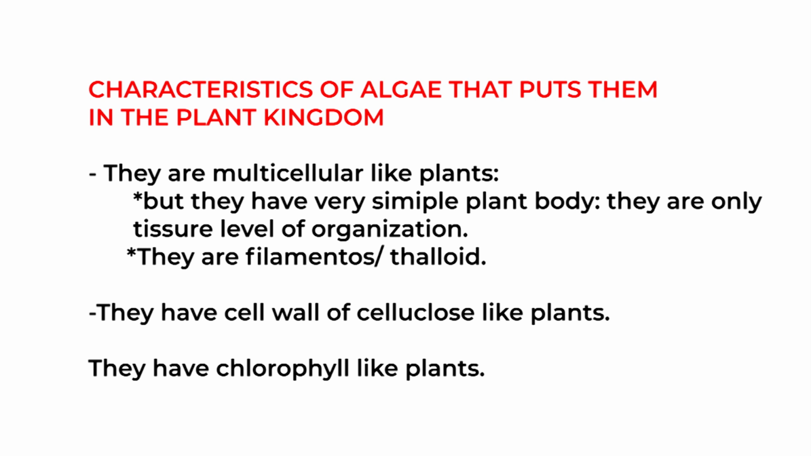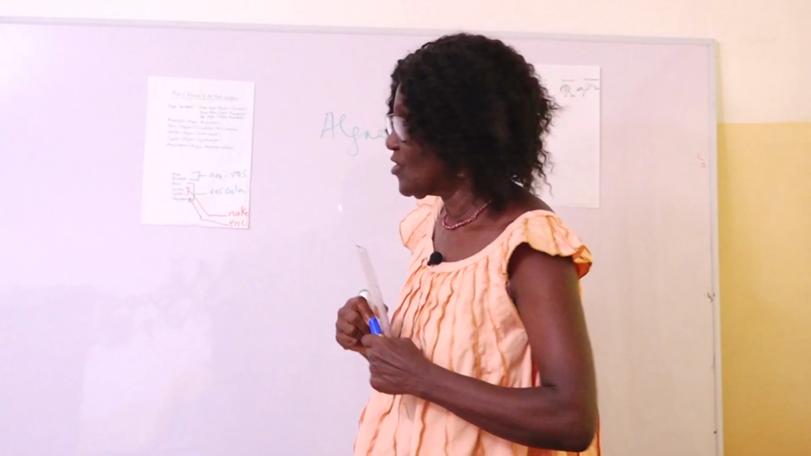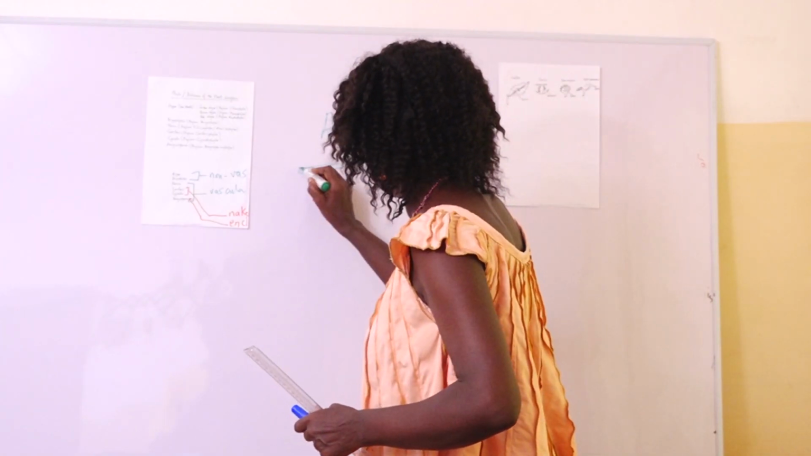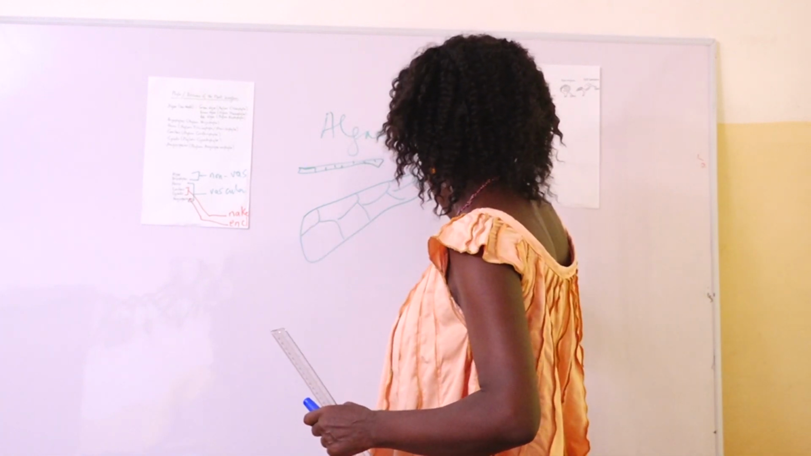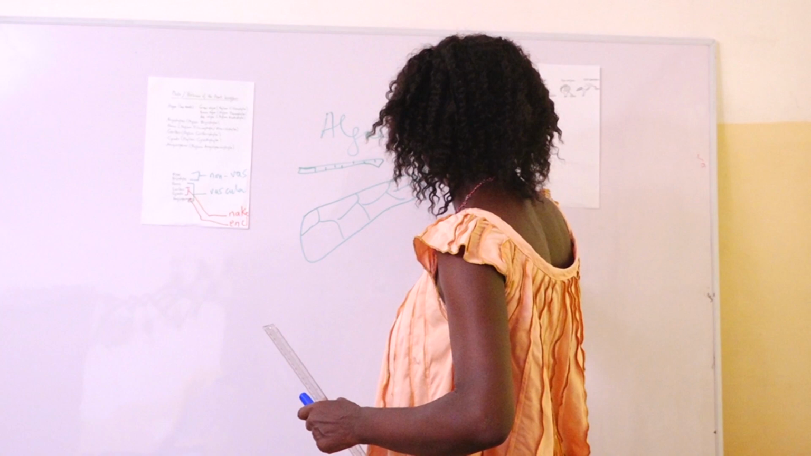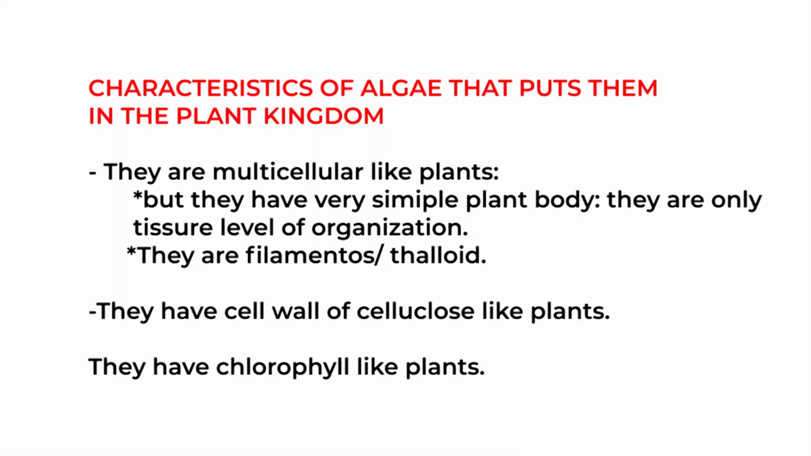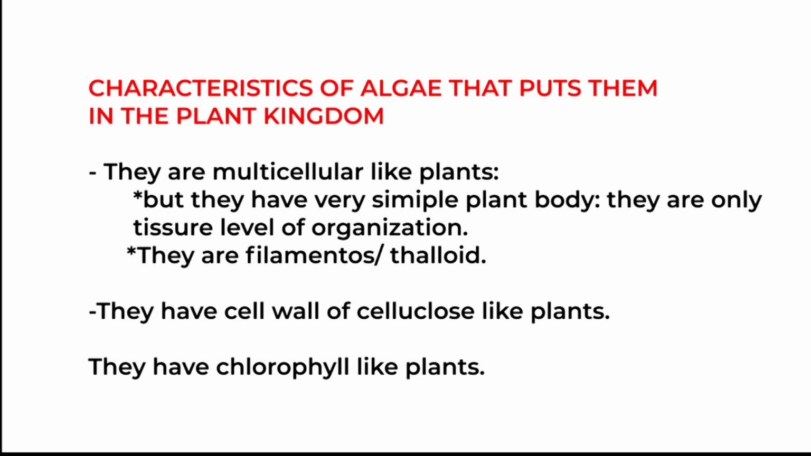They are all either filamentous or thalloid. Filamentous, just a filament. Thalloid is leaf-like, and they are just at the tissue level of organization. And then they all have cell walls made of cellulose like plants. They have chlorophyll to photosynthesize, just like plants. But then they have other characteristics that plants do not have.